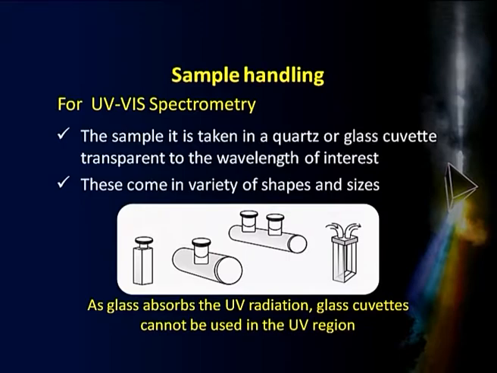I mean the sample containers, but in terms of construction material, they are primarily quartz. But if I am trying to do a study in the visible range, I can even use glass cuvettes. Glass cuvettes cannot be used in the UV region because glass is going to absorb.